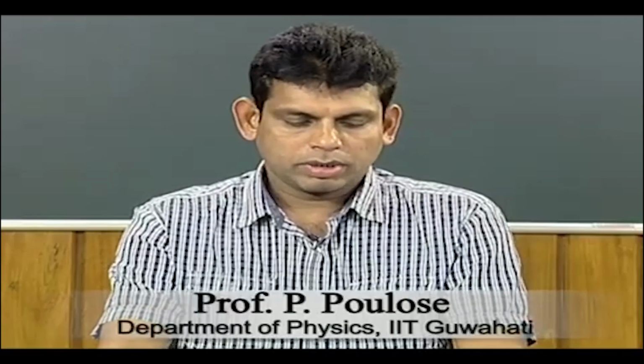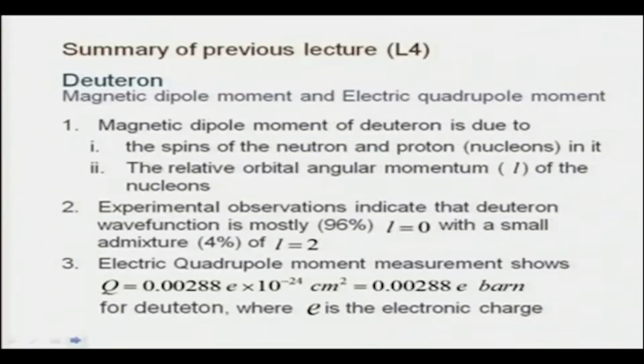orbital angular momentum of the nucleons inside the deuteron. And experimentally it is found that the orbital angular momentum L equal to 0 state is predominant in deuteron, or deuteron is predominantly in L equal to 0 state. About 96% of the time it is in that state, and 4% it is in the L equal to 2 state. And the electric quadrupole moment is measured to be 0.00288 e barn. The barn is 10 power minus 24 centimeter square, just to remind you.